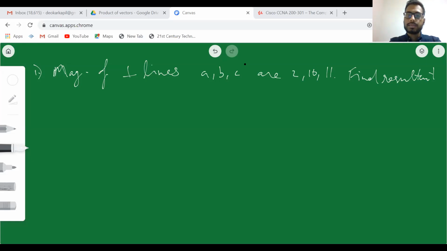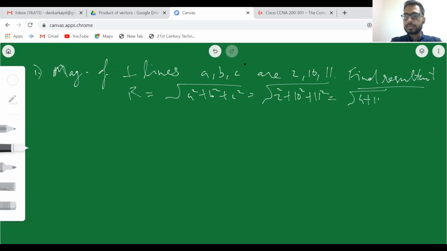Magnitude of perpendicular lines A, B, and C are 2, 10, and 11. You have to find the resultant magnitude. Therefore, we can directly say that the resultant magnitude is going to be under root of a square plus b square plus c square, which is equal to 2 square plus 10 square plus 11 square. So that's 4 plus 100 plus 121, which is under root 225. Taking square root on both sides, the resultant is 15.